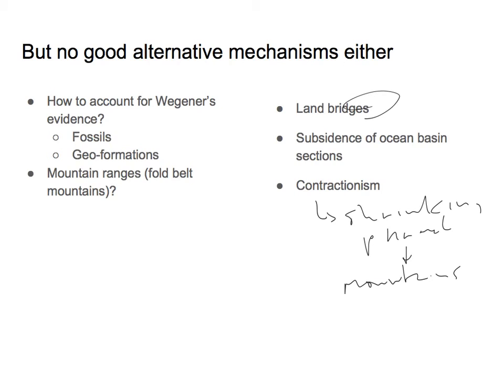Just from a sociological perspective, it didn't really help that Wegener was a meteorologist trying to tell geologists how the Earth worked. Okay. So he did great work in climatology and meteorology, but didn't have the street cred among the geologists to get many of them to accept his ideas.